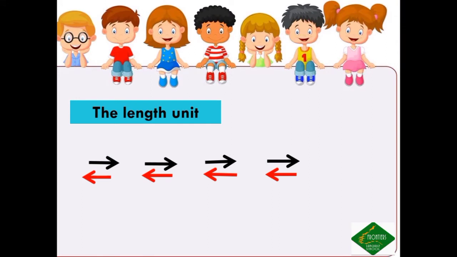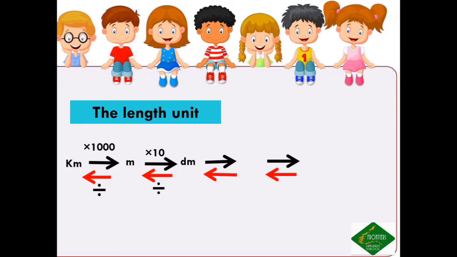The first one, the length unit. So, the bigger one, kilometer to meter. If I want to convert from kilometer to meter, I multiply by 1000. And if I want to convert from meter to kilometer, I divide by 1000. If I want to convert from meter to decimeter, I multiply by 10. And from decimeter to meter, I divide by 10.